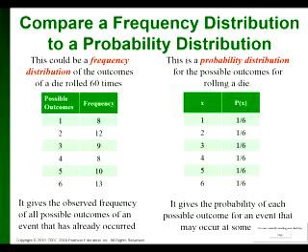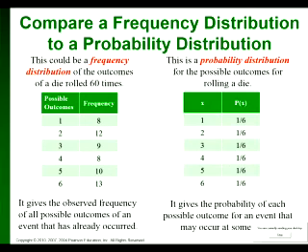A frequency distribution is, remember that table that lists all the possible outcomes and then the frequency of each outcome? This is rolling a die 60 times. And it looks like 8 times it landed on 1, 12 times it landed on 2, and so on and so on. That's the same kind of frequency distribution that we talked about in chapter 2.